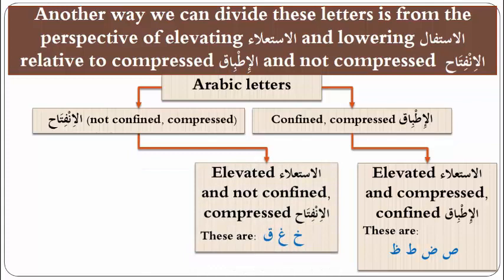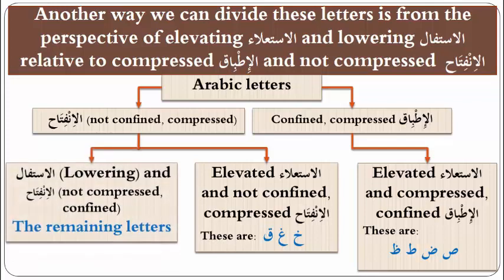Then we have letters that are elevated, but not from the category of itbaq. They are from the category of infitah. They are not confined and compressed, right? And these are the remaining from the 7 letters. So we have 4 that are itbaq, so the remaining is going to be 3: Kha, Ghain, and Qaf. These letters are letters of isti'la, but they are not itbaq. They are from the letters of infitah.